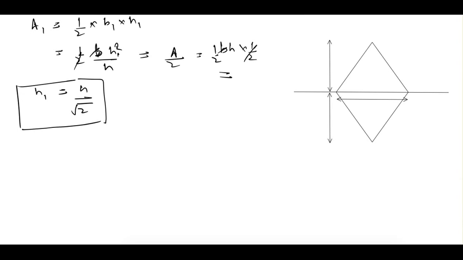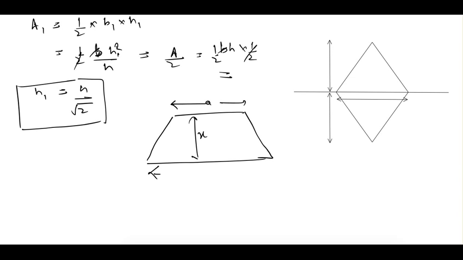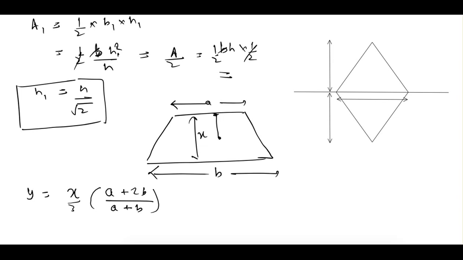Now for a trapezoidal section you can remember one formula. Let's say this is our trapezoid and this depth here is x, its top width is a, and its bottom width is b. So the distance of centroid from this face, let's say it is equal to y. So y is equal to x by 3 into a plus 2b divided by a plus b. That is the standard formula, yes, you can remember.